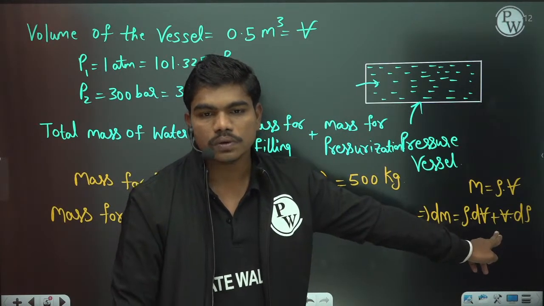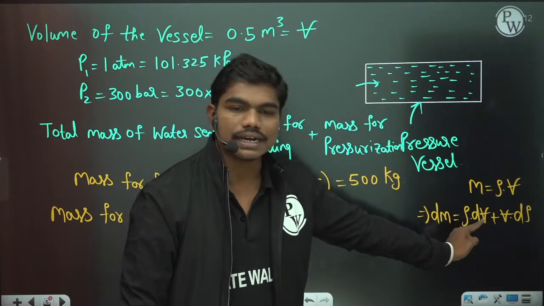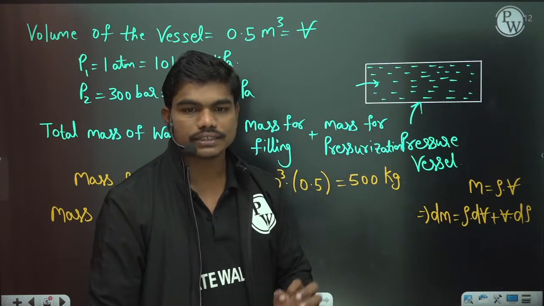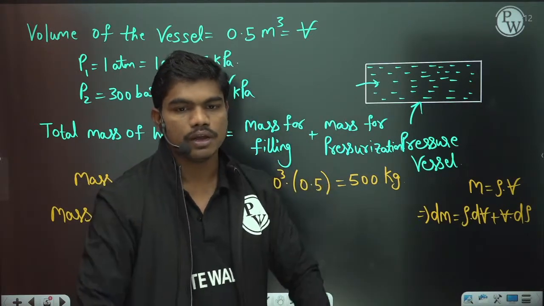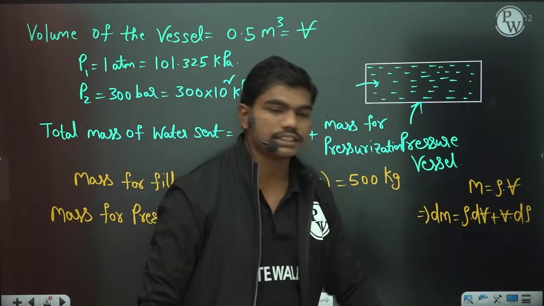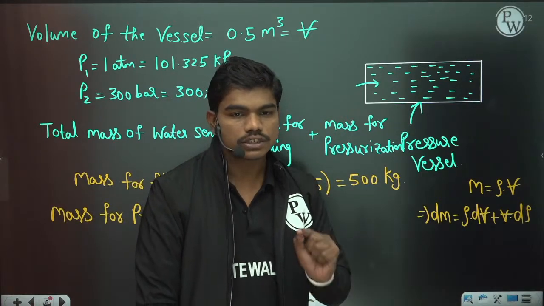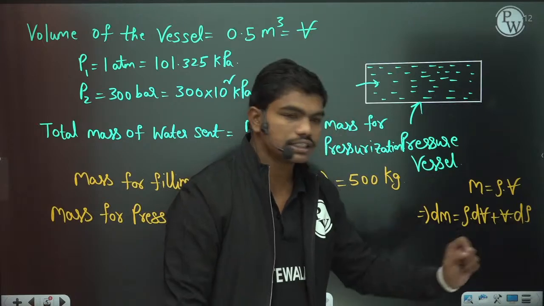Can I write this equation? Yes or no? Now, volume change of the container is known to you. dV is given. It's basically 6% of the container volume. But how do you actually calculate the change in density? That's the crux here. So let us see how you actually calculate the change in density.